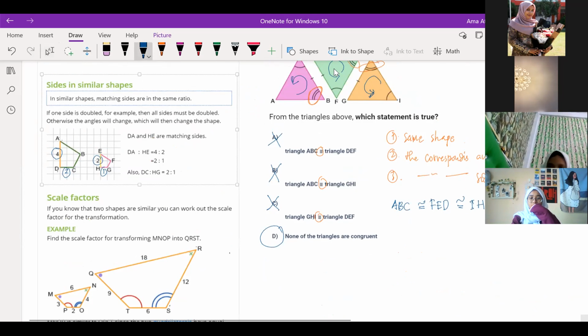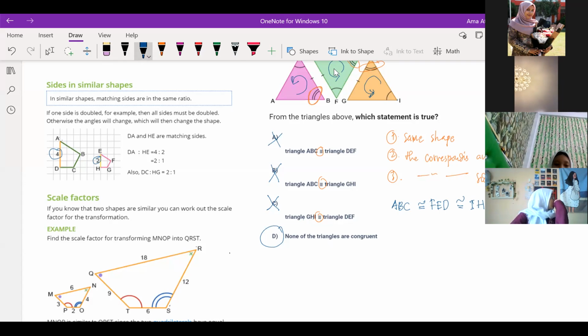Likewise for this quadrilateral. So let me clean this one. This quadrilateral has the scale factor of 2. Why? Because 4 divided by 2 is 2, or the ratio of the corresponding sides is 2.